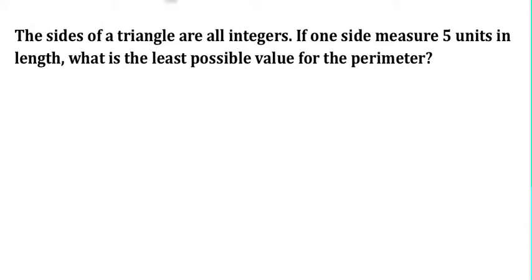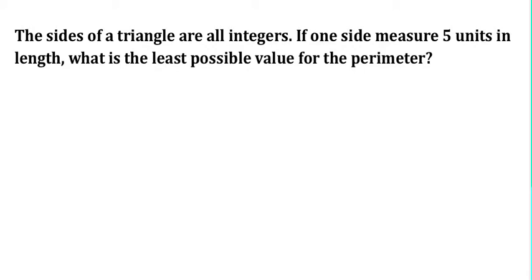Hi, I'm Phil McCaffrey, and this lesson is on the relationship of the sides of a triangle. The question reads, the sides of a triangle are all integers. If one side measures 5 units in length, what is the least possible value for the perimeter?